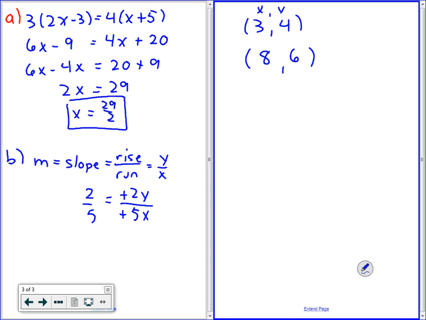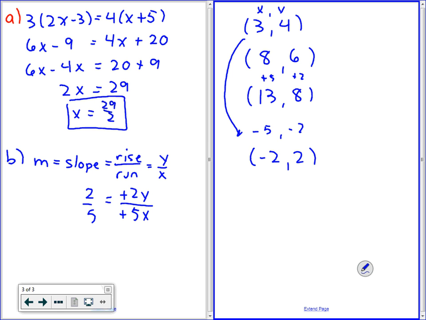Well, let's do it again. I could get (13, 8). So that's plus 5, and that's plus 2. The other one I could get, I could do minus 5, and I could do minus 2. You can either add them or you can subtract them. So that would be (-2, 2). Does that make a little bit of sense? Right? So you have a point on the graph, and using the slope, it's just going to continue on from there. Mostly good? Mostly? Yeah.